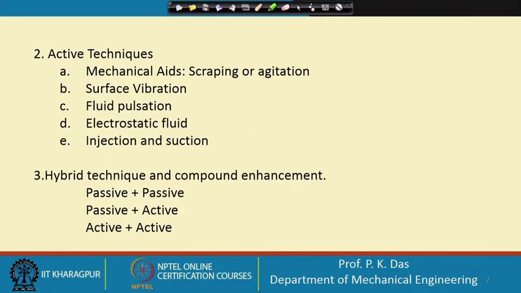Surface vibration is one thing. As surface vibration can give a good amount of mixing, similarly fluid pulsation can give a good amount of mixing. Then electrostatic field, this is very unique. If there is a dielectric fluid, then we can provide an electrostatic field, and with the help of the electrostatic field we can have a good transport of the particles, and that will give higher heat transfer.